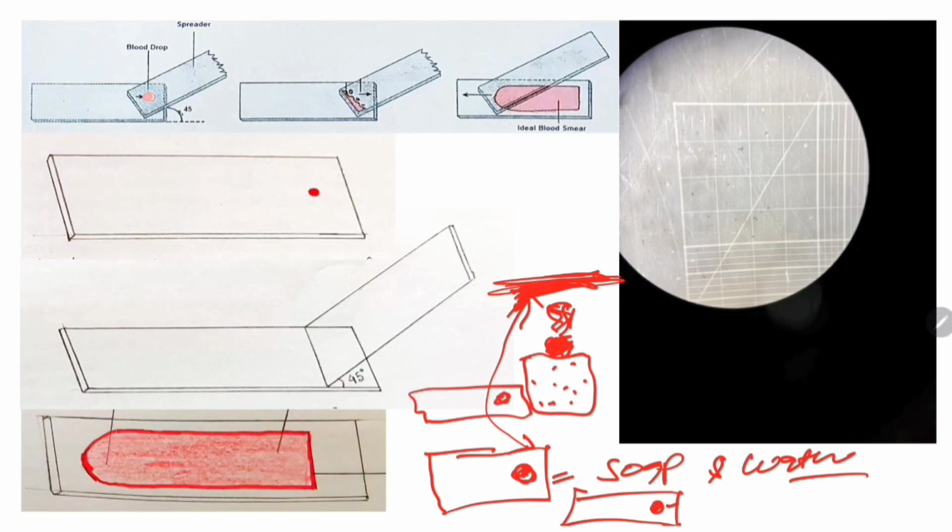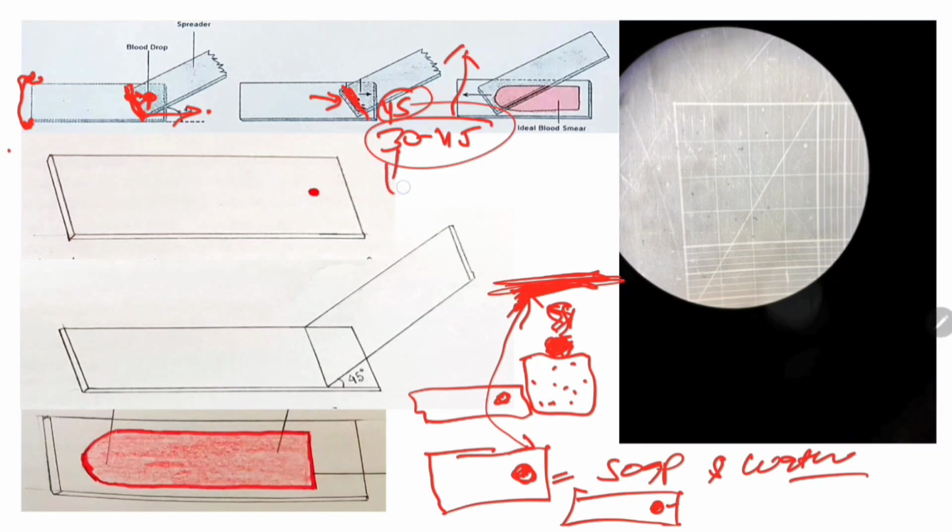This is the blood drop. Here you can see, in front of the blood drop you put your spreader, and hold this slide here with your fingers at the tip and pull this. You pull the spreader and blood will spread inside the inner margin of the glass slide, making an angle of 45 degrees, maximum 30 to 45 degrees you can use. If you increase or decrease the angle, then your thickness will change. Ideally we need a single cell layer.